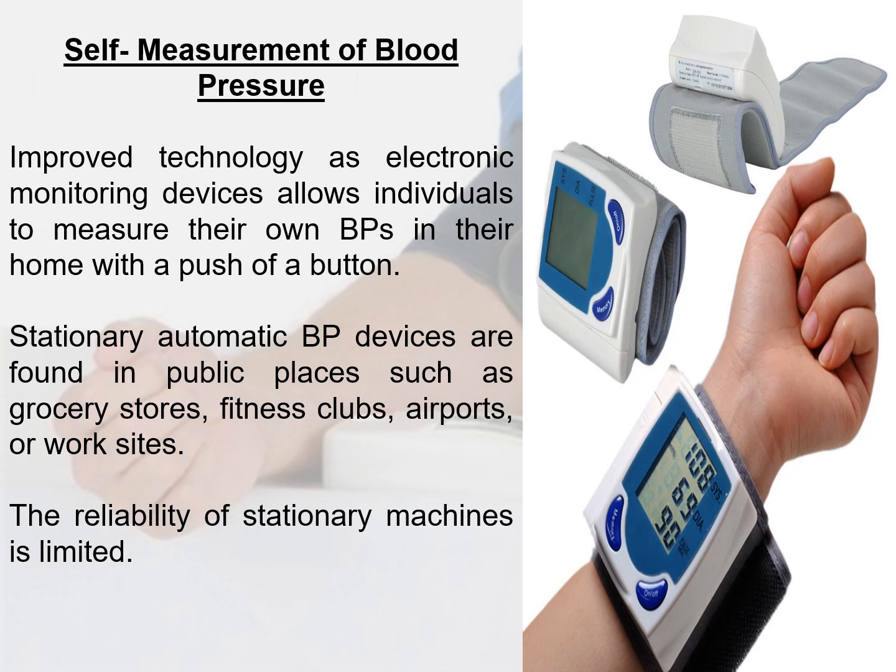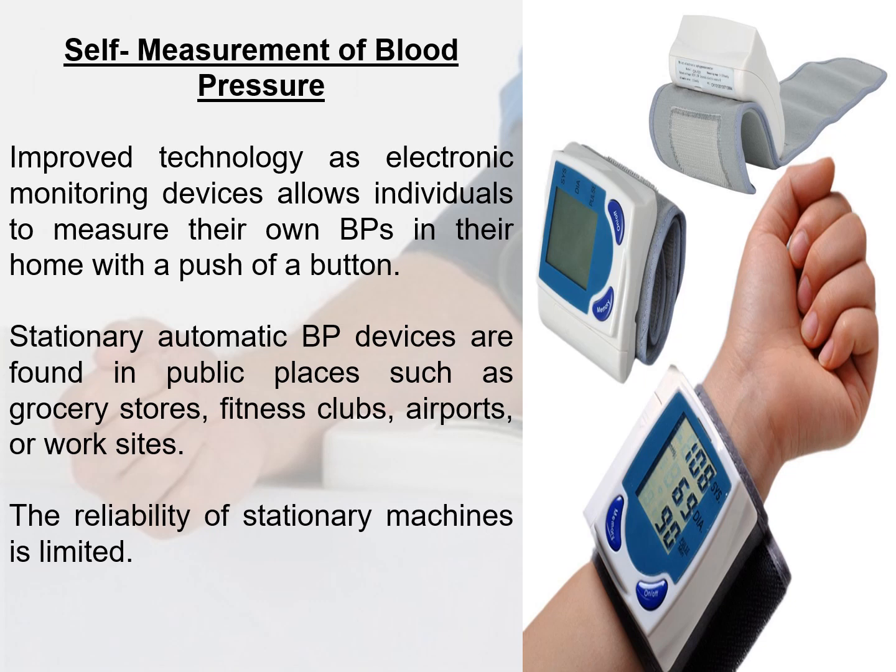So talking about self-measurement of blood pressure, improved technology such as electronic monitoring devices allows individuals to measure their own blood pressures in their home with a push of a button. The electronic devices are easier to manipulate but require frequent recalibration, more than once a year, because of their sensitivity. Improper cuff placement or movement of the arm causes electronic devices to give incorrect readings.